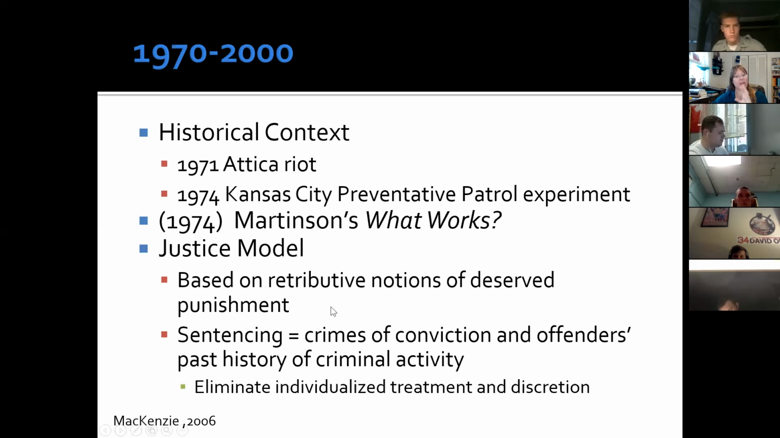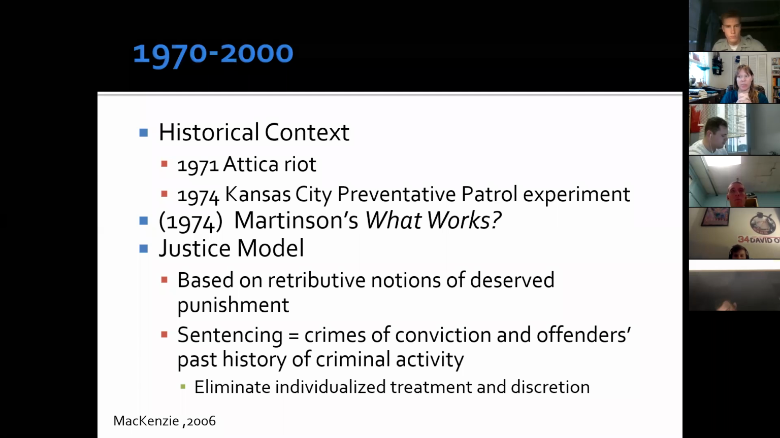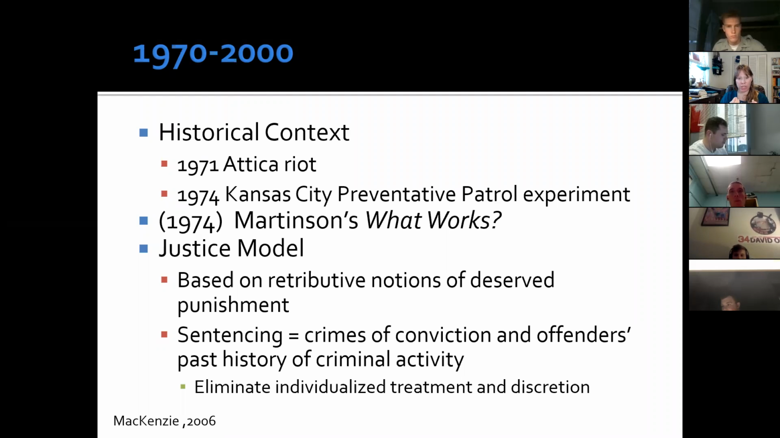Around the 1970s, everything changed. We saw the crime rates rising, the Attica riot, the Kansas City preventative patrol experiment, Martinson's Nothing Works. Even though it was called What Works, everybody refers to it as Nothing Works. And because of that, we switched the way we sentenced offenders. We moved away from the rehabilitative ideal into the justice model, and we took away the discretion of those judges, and we were sentencing offenders to mandatory minimums, and we did away with parole.